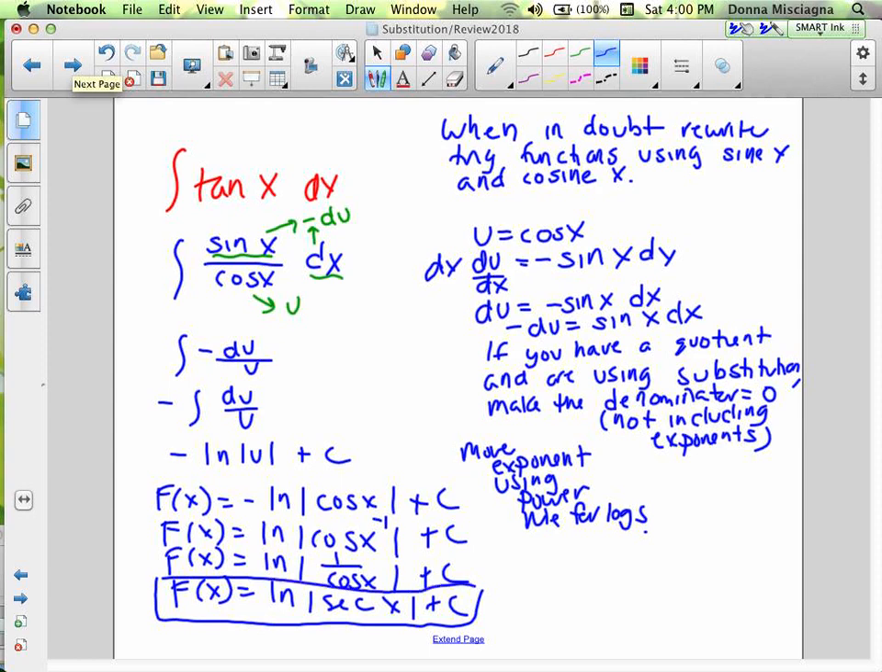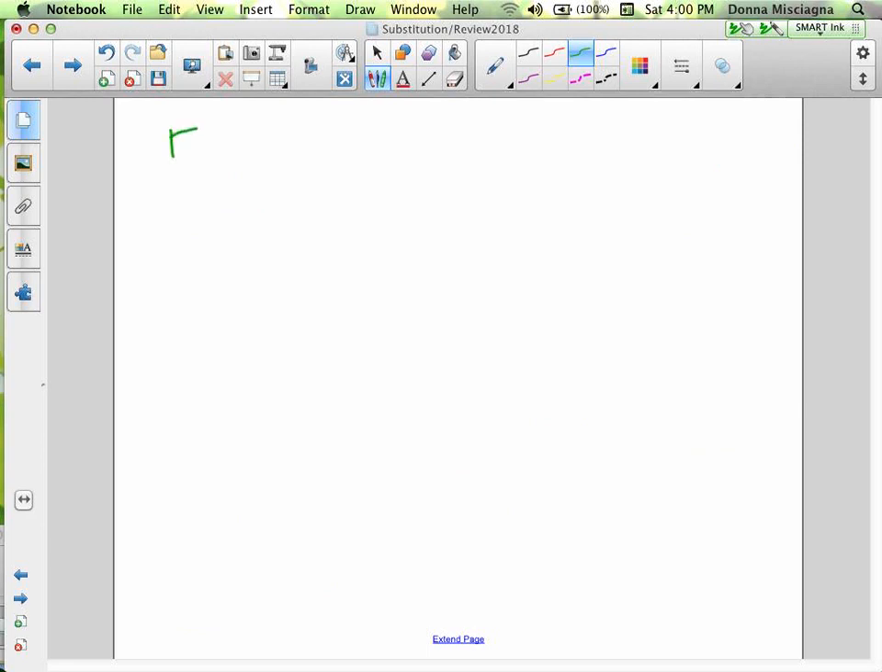What? You don't believe me? Want to check it? All right, let's check it on the next page because we don't have a lot of space here. Sometimes you have to get creative with substitution, but let's check it. So natural log secant x plus c. We can drop those absolute value bars when we're taking the derivative here. Isn't going to make a difference.